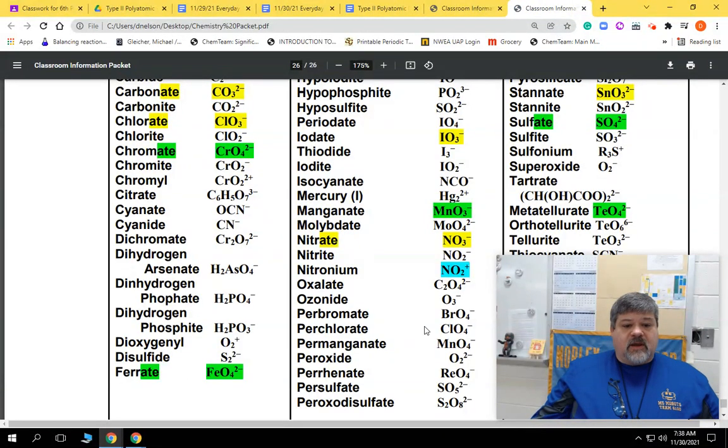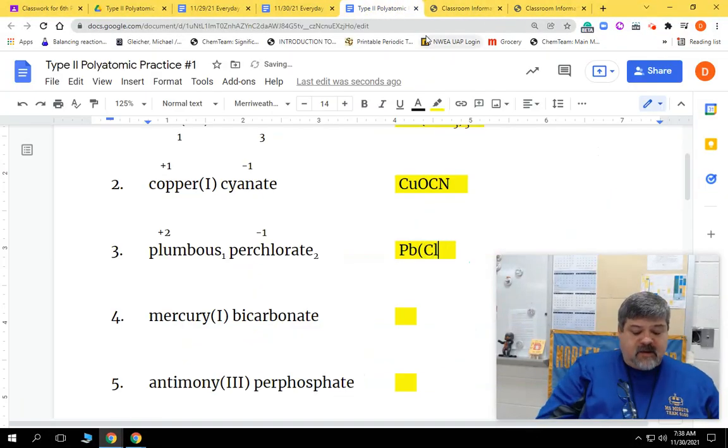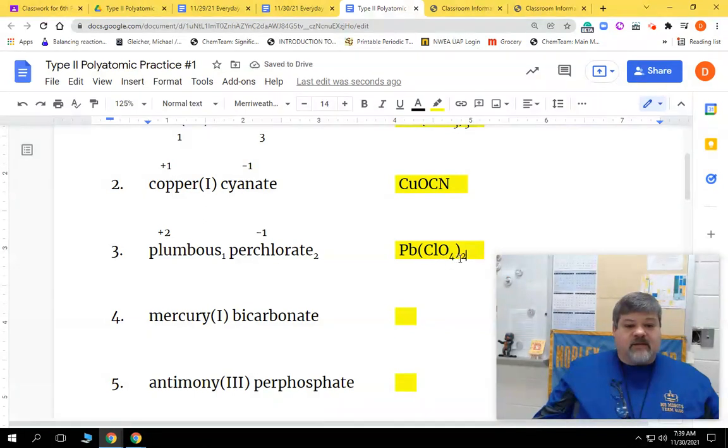Perchlorate is right here. It's going to be ClO4. I'm going to put ClO4, then our parentheses, and then we need to put in the 2 from right here as a subscript. So that's really lead 2 perchlorate, or plumbous chlorate.